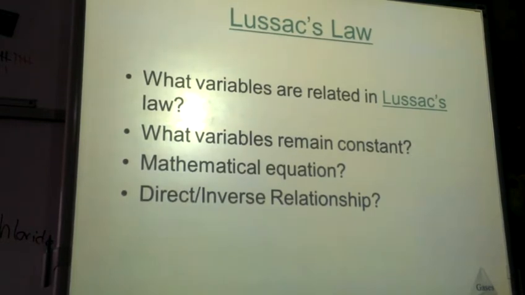Gay-Lussac's law. What variables are related in Lussac's law? That's going to be pressure and temperature. So it's very similar to Charles' law in that Charles' is V over T, and Gay-Lussac's law is going to be P over T. What variables are going to remain constant? We already know if it's between pressure and temperature, then volume and number of moles stay constant. The mathematical equation is P over T equals K, and that's also going to be a direct relationship.